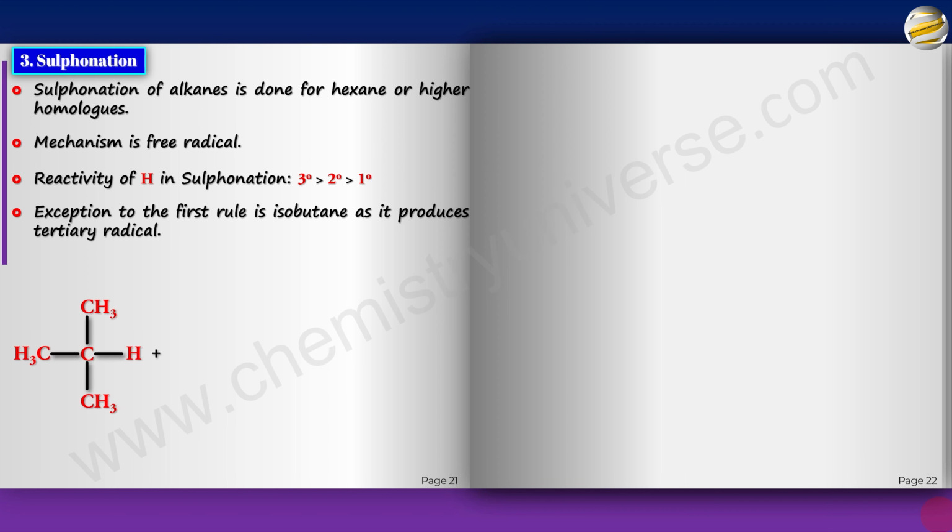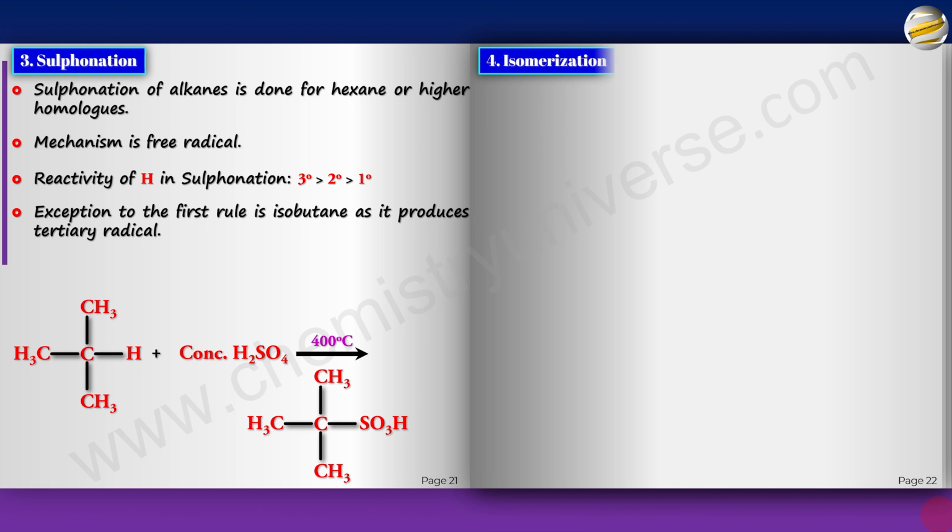And therefore you have isobutane, you have sulfuric acid, and you're going to get tertiary H going, and that's it. That's about it. Then comes isomerization, which is of some use.